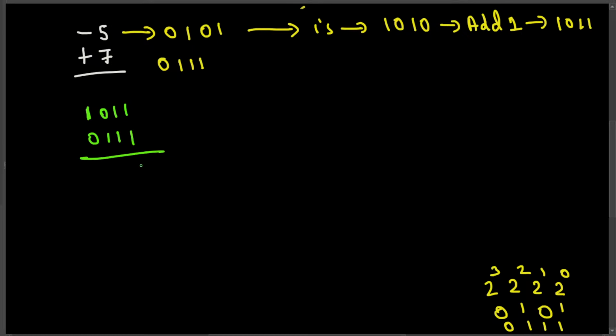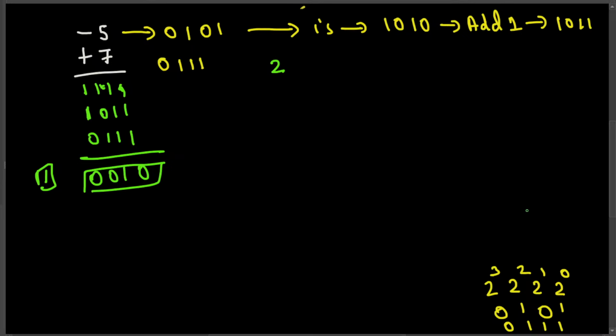So 1 plus 1 is 0, and we have a carry 1, and 1 plus 1 plus 1, we have a 1 and a carry 1, and then 1 plus 1 is 0, and again we have a carry 1, and 1 plus 1 gives us 0, and we have a carry 1. Okay, this is an overflow, so you can ignore it. And -5 plus 7, what is that? In decimal it is 2, and here also we are getting 2, so it means we did it right. This is our final answer.